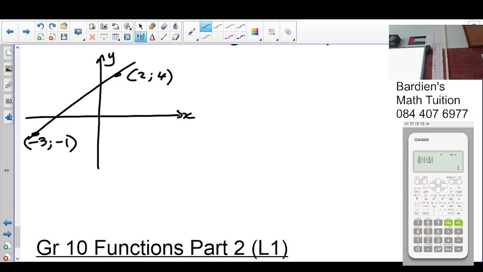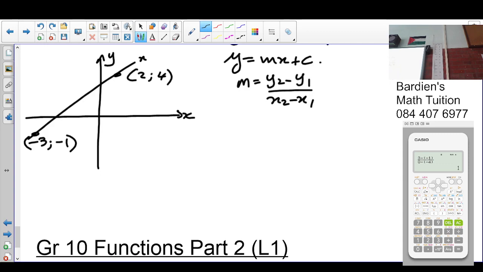Alright, so let's look at this one here. What do we notice? We have coordinates given. It's not on your axis. The standard form of a straight line is y is equal to mx plus c. So where do we start? Start with the gradient, which is the change in y over the change in x.